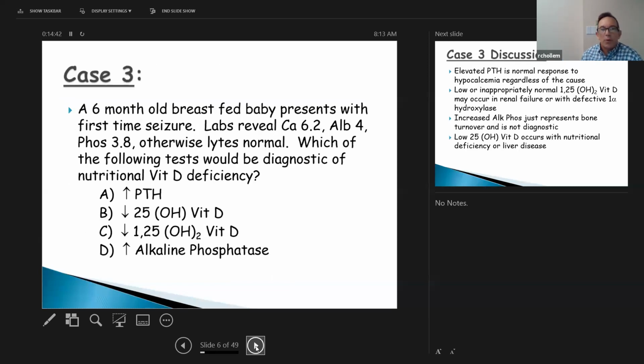All right, a 6-month-old breastfed baby comes in with a first-time seizure. Lab assessment shows a calcium of 6.2 with a normal albumin, phosphorus 3.8, electrolytes otherwise normal. Which of the following tests would be diagnostic of nutritional vitamin D deficiency, which is suspected by the history?